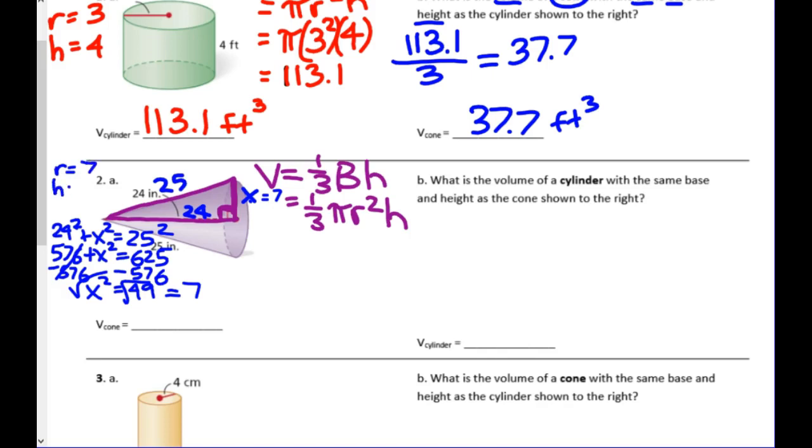What's my H, my height? 24. It's sideways, but that's all right. Now that I have R and H, I can do this. So I'm just going to plug it in. I got 1/3 times pi times R squared, 7 squared, times H, which is 24. All I got to do is plug all that in, and I'll get the answer.